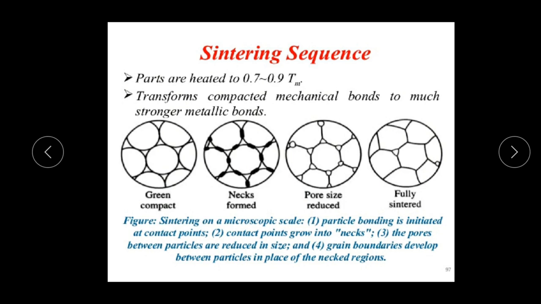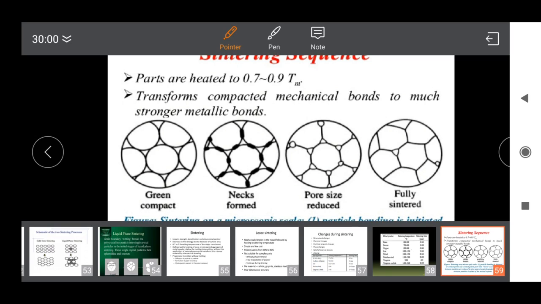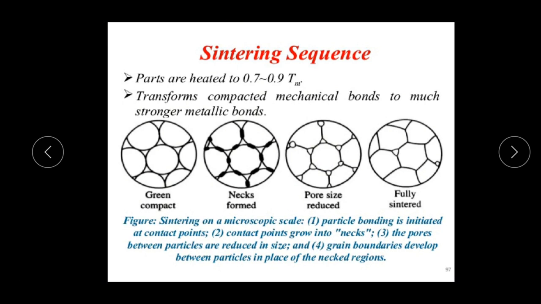In sintering on a microscopic scale, particle bonding is initiated at a contact point. As we can see, this is the green compact, and contact points grow into necks, which is called neck formation, what we can see in the second image. The pores between the particles are reduced in size, which we can see from image 3, called pore size reduced. The grain boundaries develop between the particles in place of the neck region, which we can see from image 4, called the fully sintered image.